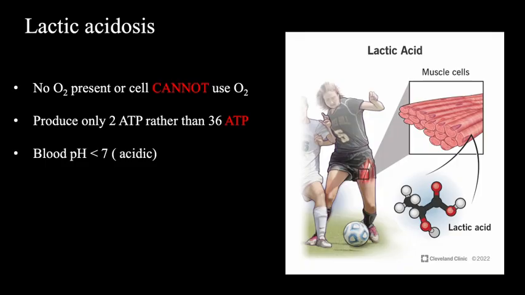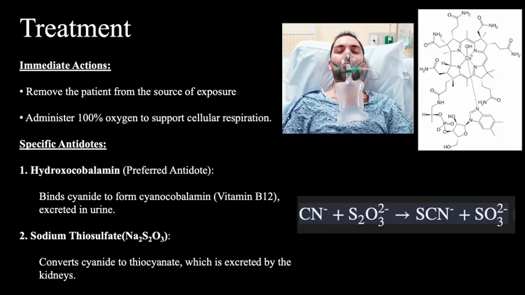Without treatment, a high concentration of lactic acid makes the blood pH lower than 7, called lactic acidosis. The acidic blood is harmful for the human body. To relieve the impact of cyanide exposure, first, immediate actions. Remove the patient from the source of exposure and administer 100% oxygen to support cellular respiration. The high concentration of oxygen can encourage complex 4 to receive oxygen to create water and return the cell back to aerobic respiration. Second, specific antidotes.